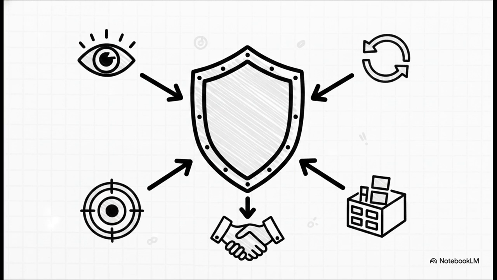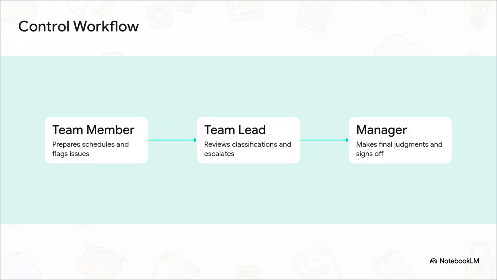Now, what's really interesting here is that these assertions aren't just an auditor's toolkit. They are actually the ultimate preparation checklist for your own finance team. If you proactively test your own work against these 5 pillars during the close, your balance sheet becomes virtually bulletproof. To actually enforce those assertions in the real world, you need a strict internal control workflow. The team member prepares schedules, updates the debt maturity, and flags any borderline issues. Then, the team lead reviews these schedules and classifications, looking specifically for high-risk items. Finally, the manager makes final judgments and approves disclosures.